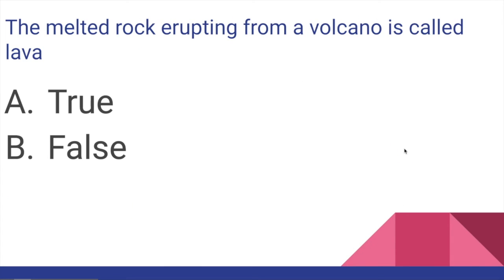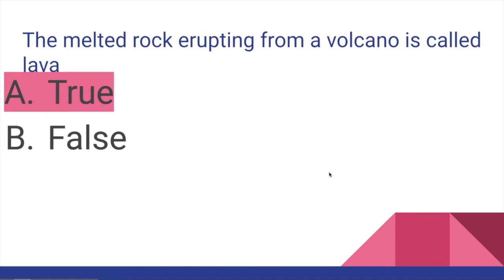Next question. We're now going to discuss volcanoes. I have our first true or false question. The melted rock that erupts from a volcano is called lava. Is that true or false? If you said true, that is correct. When that melted rock erupts from the Earth's crust, it is called lava.